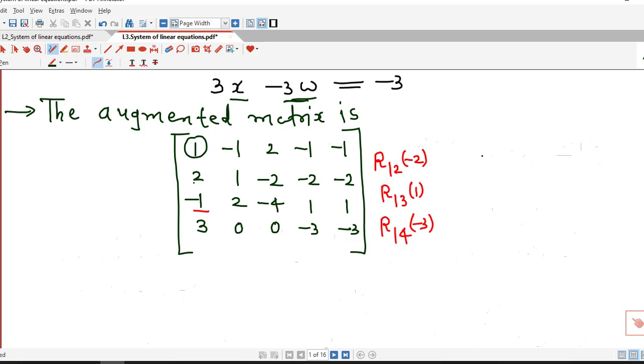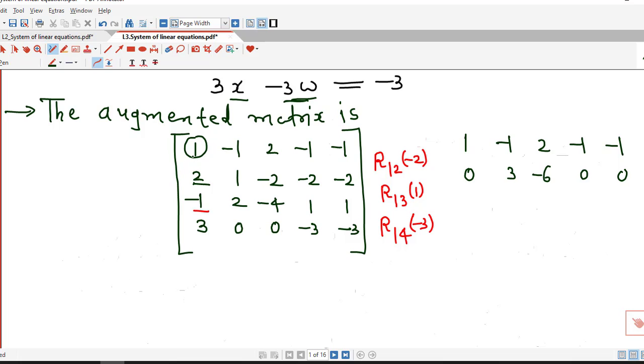So I write here. First row remains as it is, 1, -1, 2, -1, -1. Now we have to multiply first row by -2 and add here. So -2 plus 2 is 0, -1 into -2 which is 2 plus 1 is 3, 2 into -2 is -4 minus 2 which is -6, -1 into -2 which is 2 and -2 is 0, -1 into -2 is 2 minus 2 is 0.